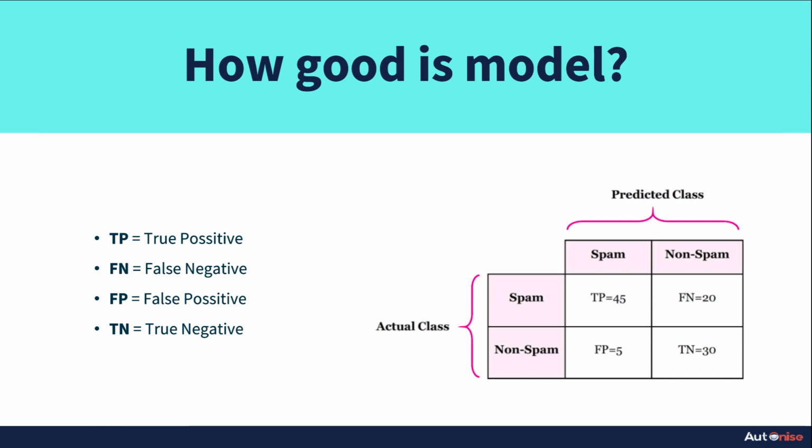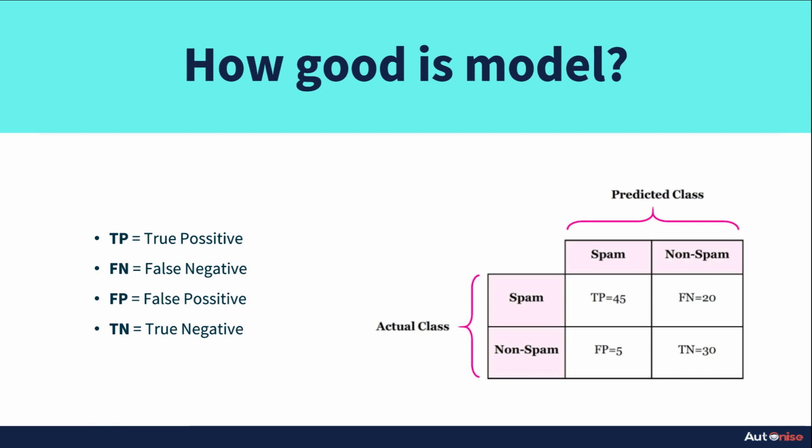And then in the matrix we have two more columns. What happens when the mail was a spam, but our model classified it as not a spam? This is what we don't want. We don't want our mails to be going into our non-spam folder. This is called false negative. Similarly, if the mail was not a spam, but the model predicted that the mail is a spam, it is called false positive.